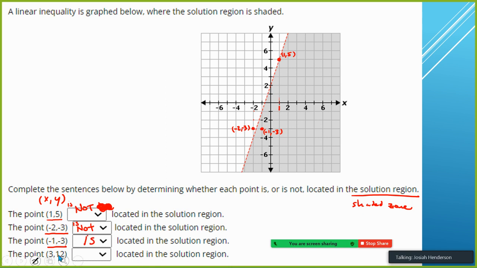And then lastly, the point 3 comma 12. That's right 3. That's right here. And then up 12. Uh-oh, it's off the picture. So it's kind of a toss-up, right? Did we guess? Or how can we do this without seeing it in that picture? We can check it algebraically.